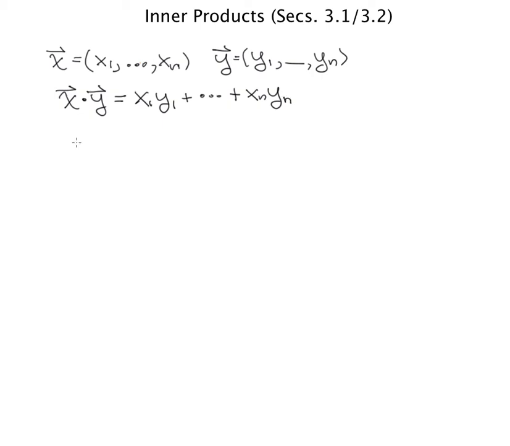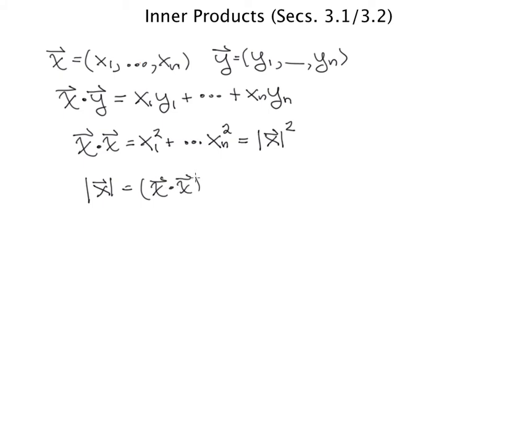So one of the things, for example, is if you take x and inner product it with itself, you get x1 squared plus up to xn squared, and that's the length of the vector x squared. Or in other words, the length of a vector is, you take the dot product with itself and you take the square root.